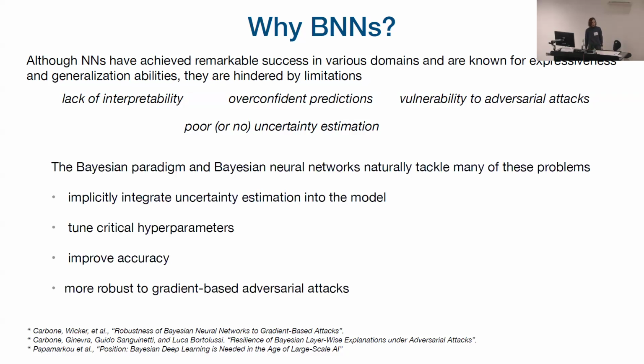And so Bayesian neural networks emerge as a compelling extension of conventional models. The Bayesian approach allows us to express and quantify uncertainties associated with the model's predictions. And indeed, they also control the model complexity and build regularization into the model directly. And they improve accuracy and are more robust to gradient-based adversarial attacks.